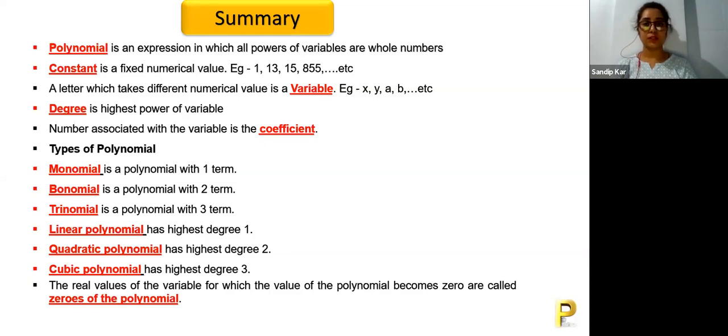Then we found what the zeros of the polynomial are. So the real values of the variable for which the value of the polynomial becomes 0 is the zero of the polynomial. So whenever you put some number in place of the variable and you get the answer, that answer is called the value of the polynomial. And if you get 0, then it is called the zero of the polynomial.